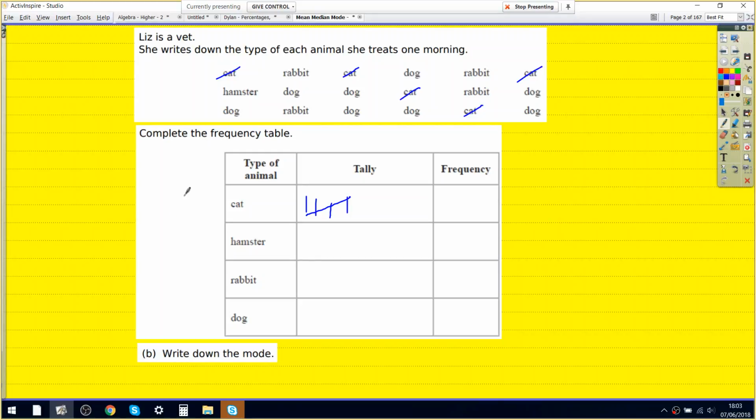3, 4, 5, 6, 7, 8. So, and yes, okay, 1, 2, 3, 4, 5, 6, 7, 8. 1, 2, 3, 4, 5, 6, 7, 8.